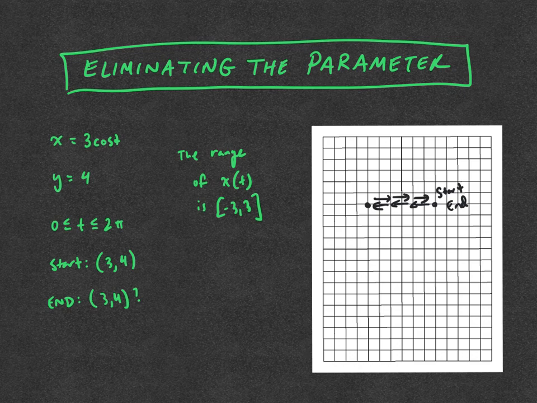So this is simply a graph of y equals 4, but as t ranges from 0 to 2 pi, we would see the point trace toward the negative side, toward quadrant 2, until it reaches negative 3, 4, and then it would bounce right back.